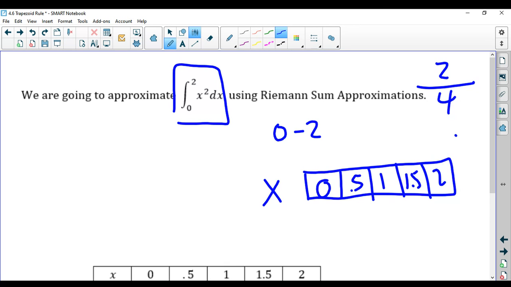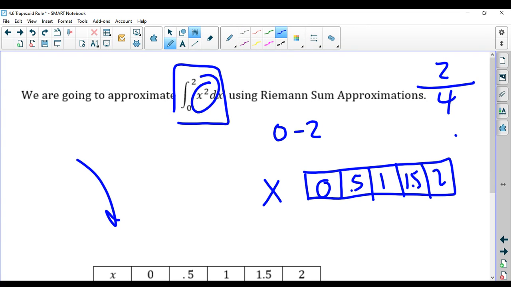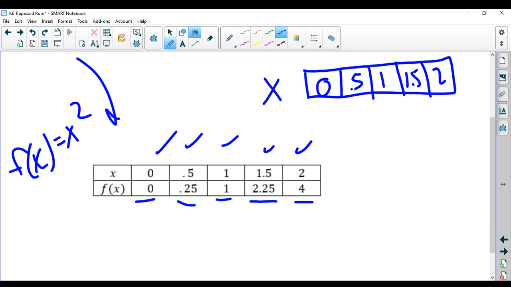So what I'm going to do here is make a table of x values, just like you can see down here. And then since my graph is x squared, that's going to give me the heights. I'm going to figure out what the value of the function is at each one of these x values. You just square them because that's what it says. X squared will give you the heights or the values. So my f of x, remember f of x is x squared, is going to be 0 squared, 0.5 squared, 1 squared, 1.5 squared, and 2 squared. So those are the heights of all my rectangles.